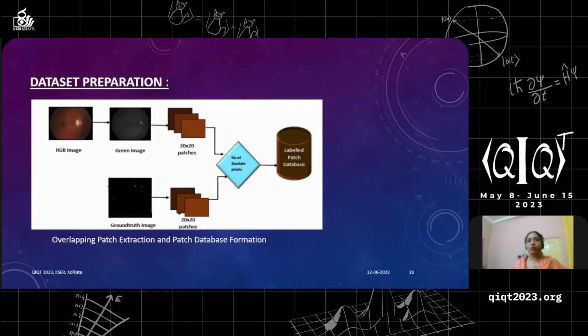This is the outline of the dataset preparation phase that we have already discussed, where overlapping patches are extracted and the patch database is formed.